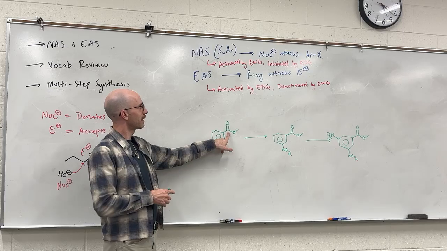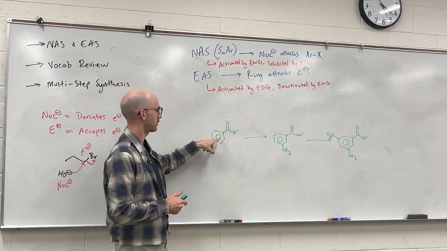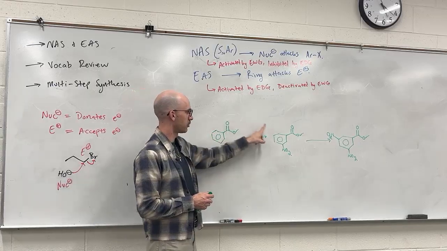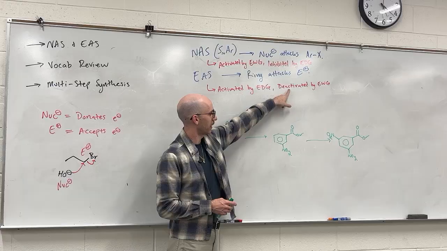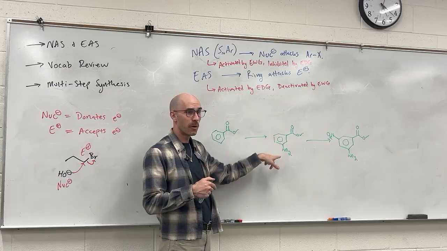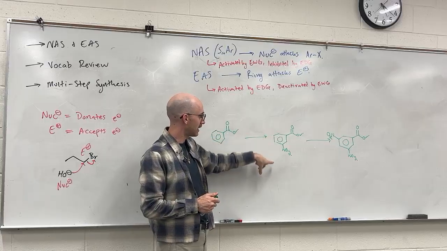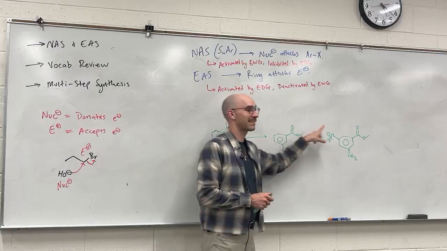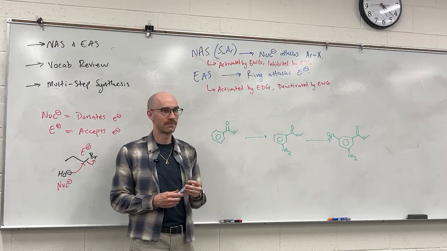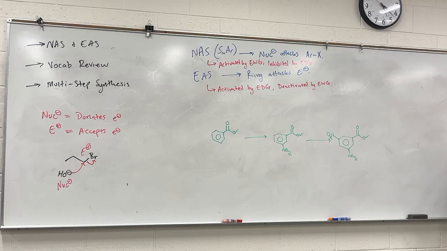But the carbonyl is an electron withdrawing group, so that deactivates the ring's ability to do EAS. The carbonyl and the nitro group are electron withdrawing groups, so they both have a compounding effect, deactivating the ring, making it harder for the ring to do this, and yet it still gets nitrated another time, if you don't keep your reaction at 0 degrees C or lower.